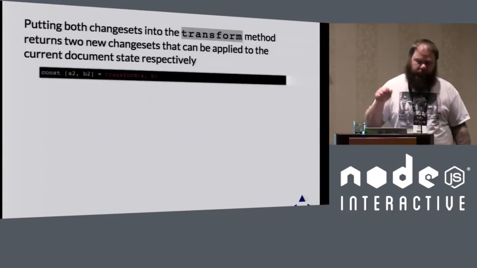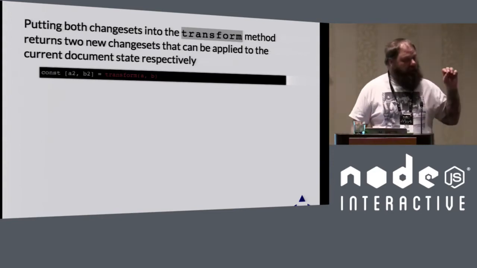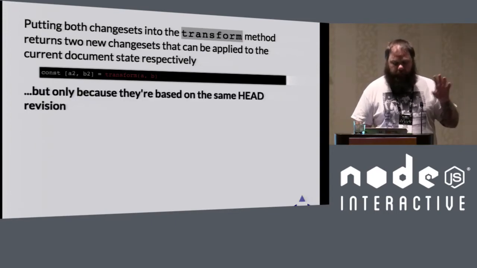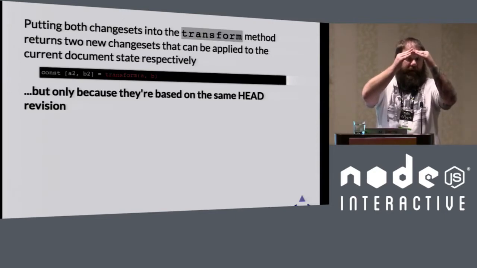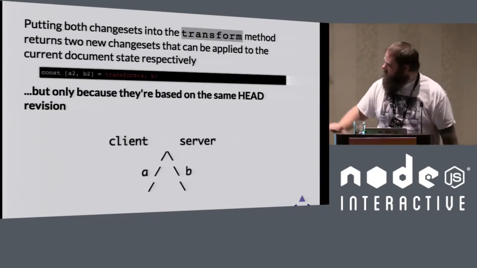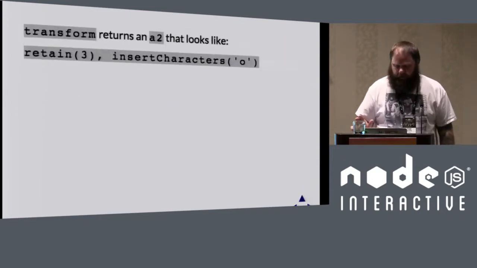So we can apply both of those changes into the transform function, which gives us 2 new document states back out. We've got A2 and B2. But this only works because they're of the same length, and they're also based on the same revision head. So they're both edited on the same document. And you can see the divergence right there in that nice little ASCII art.